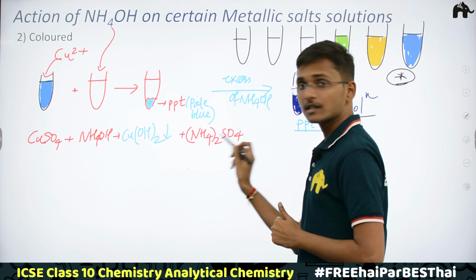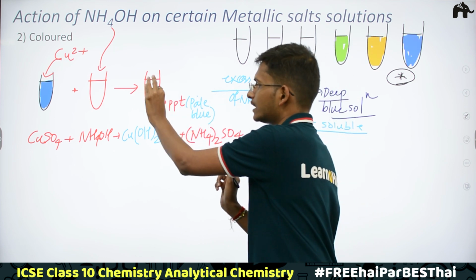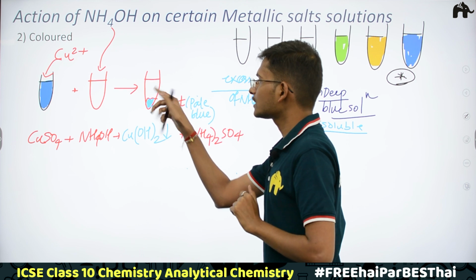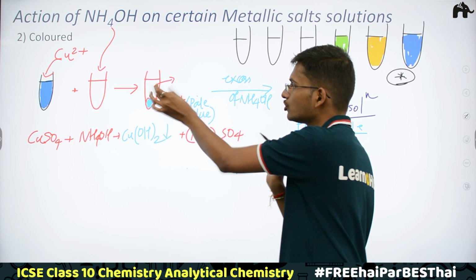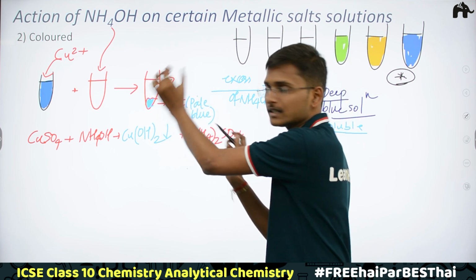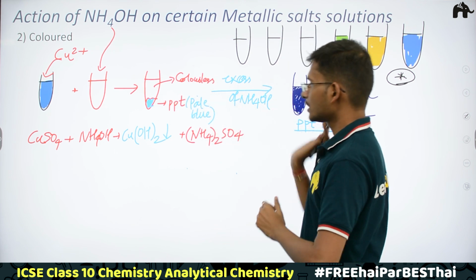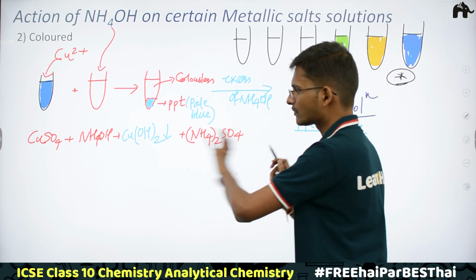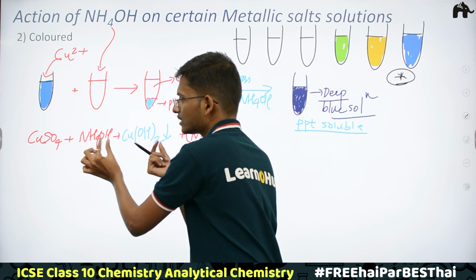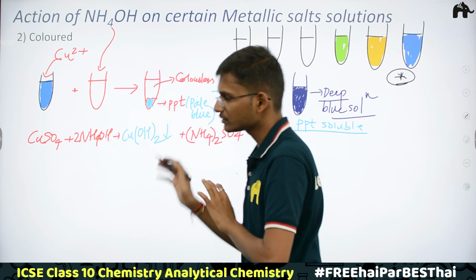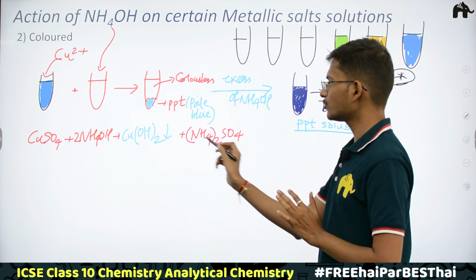And this ammonium sulfate, we know ammonium salts are colorless and they are soluble. So that's why we are not able to make out this salt in the solution. It is present because it is soluble, and since it is colorless, the solution above the precipitate is colorless. Now let's balance it. Very simple. One copper and two hydroxide ions. Here there is one copper, but we need two hydroxide ions, so I'm putting 2 in front of NH4OH. And then what is remaining? 2 ammonium ions, 1 sulfate ion.